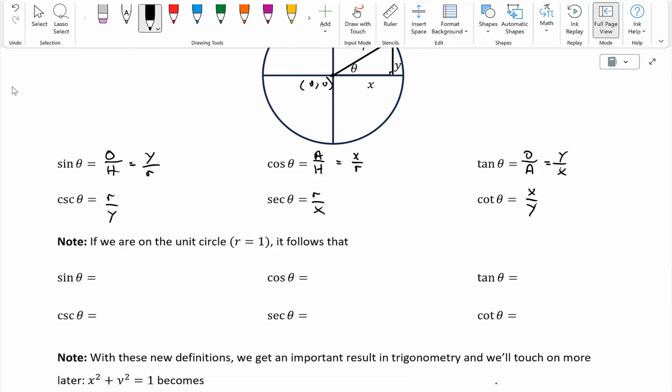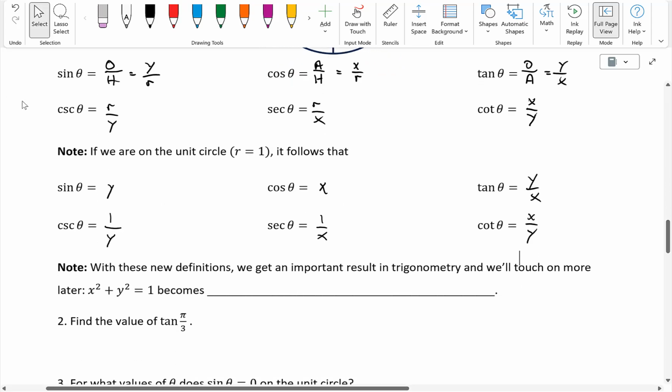Sine of theta is just y, because all those r's would become a 1. Cosine theta is just x. Tan theta is still y over x. Cosecant theta becomes 1 over y. Secant theta becomes 1 over x. And cotangent theta is still x over y.